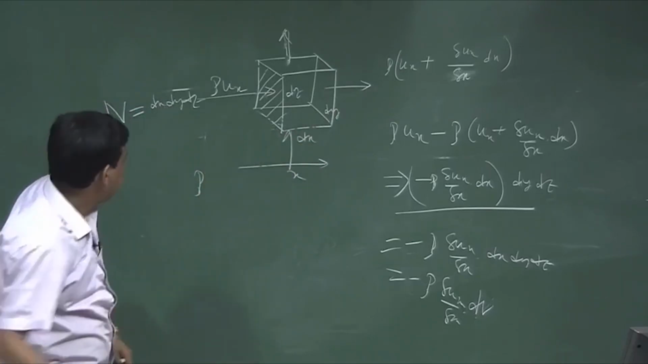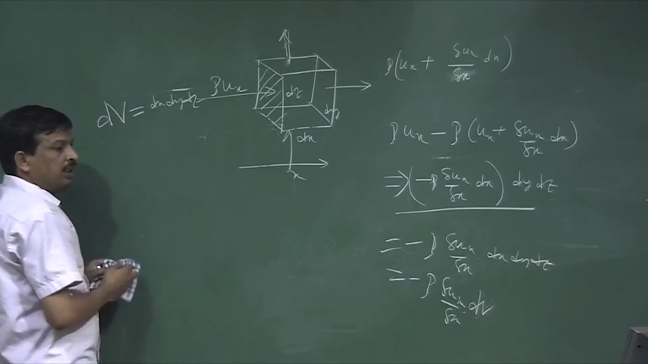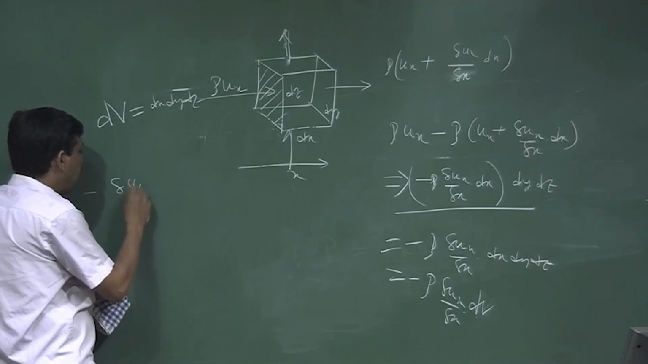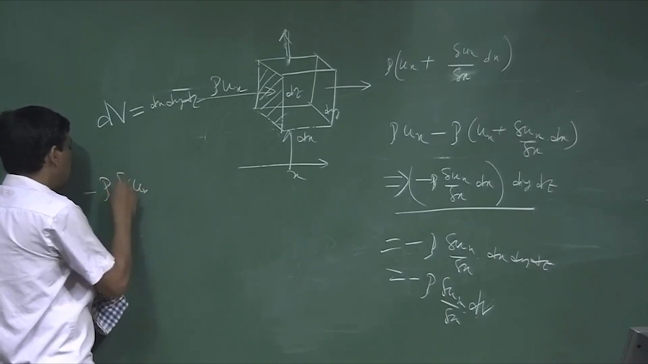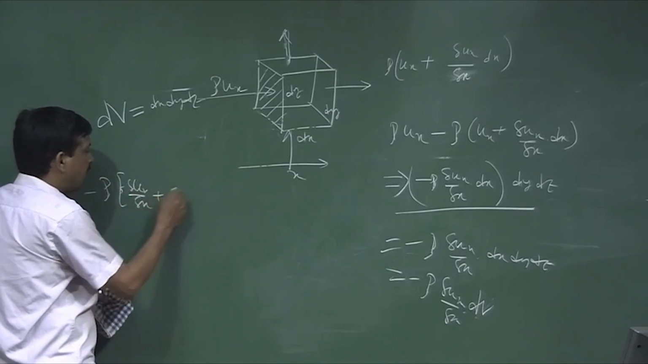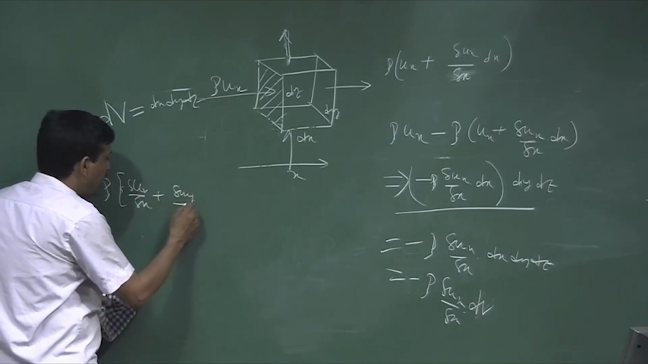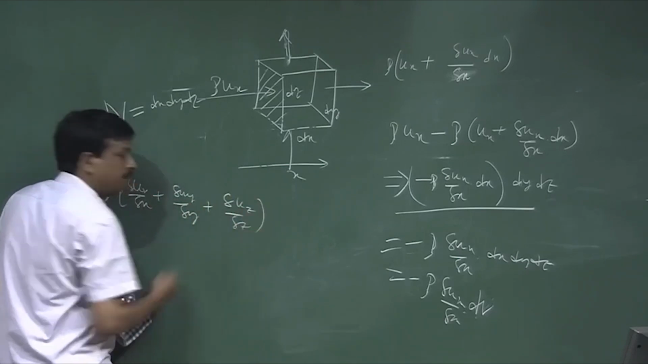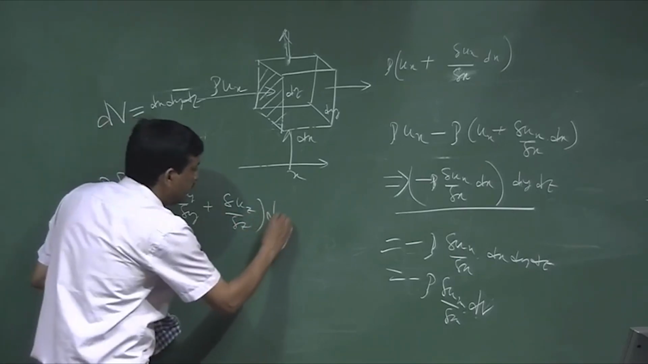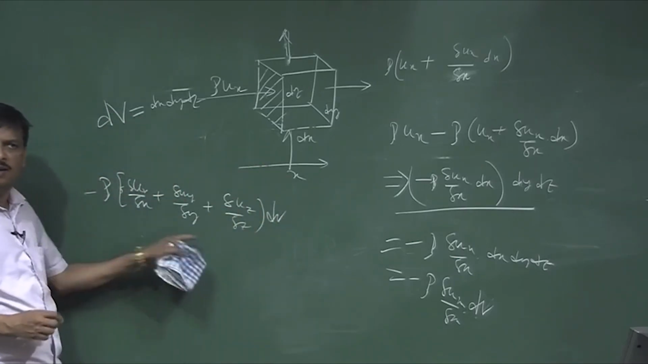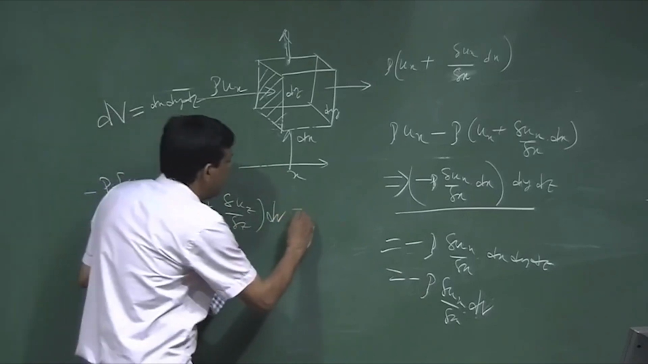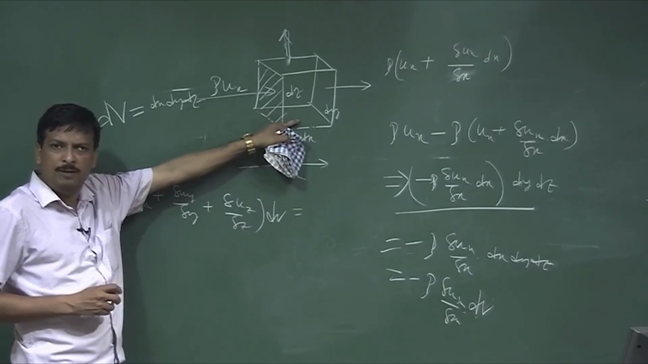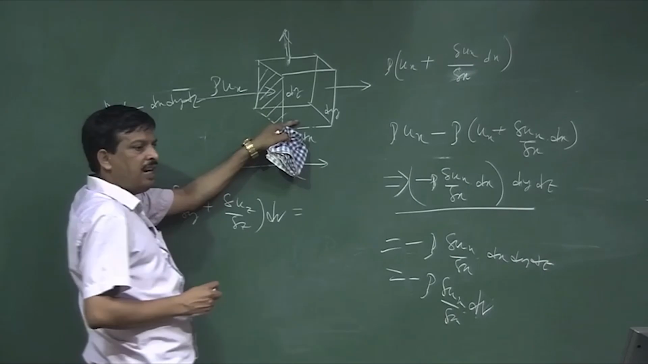In that case, the generalized equation I can write: the total increase of the mass is nothing but rho into del ux by del x plus del uy by del y plus del uz by del z, into del V. This is the total. Now, what is the mass change? If the mass is changed, then what will be changed? Volume. Volume is V, del V. So, del V is the volume.